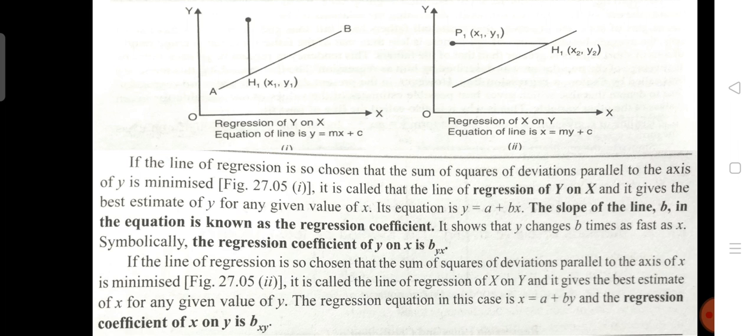So y is equal to mx plus c is the straight line equation, which is the line of regression of y on x, and m is the slope. And if we take the equation y is equal to a plus bx, then b is the slope. So the slope of the line is the regression coefficient and it is byx. And that is, byx and bxy are important.